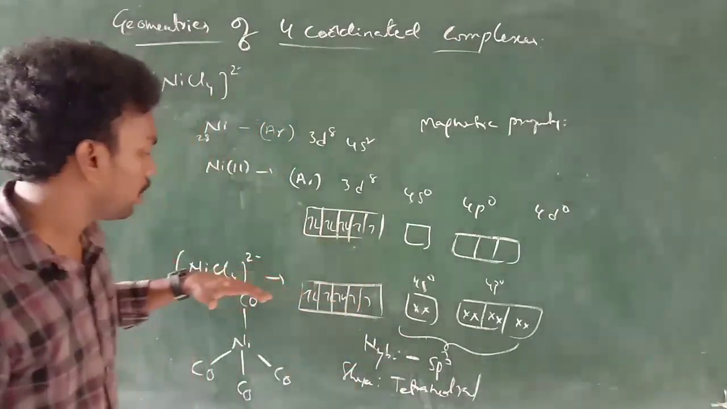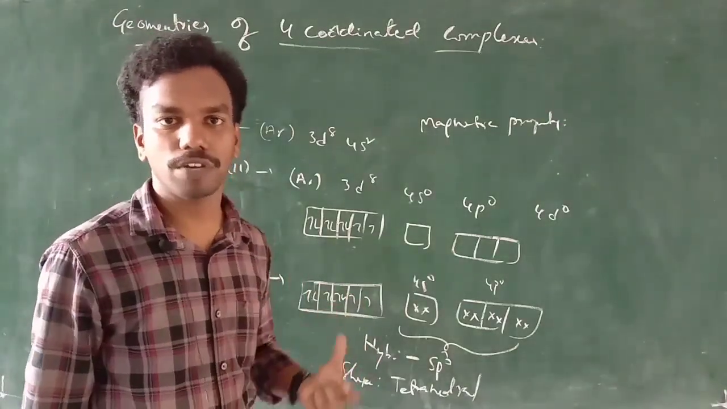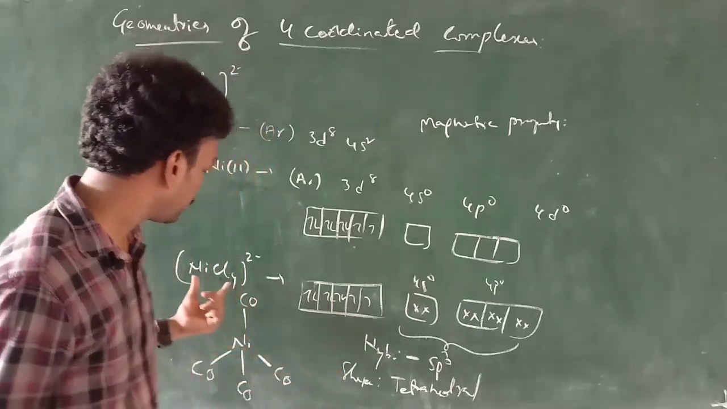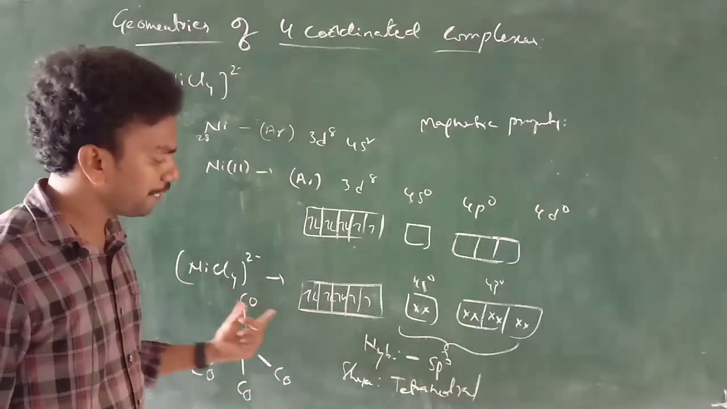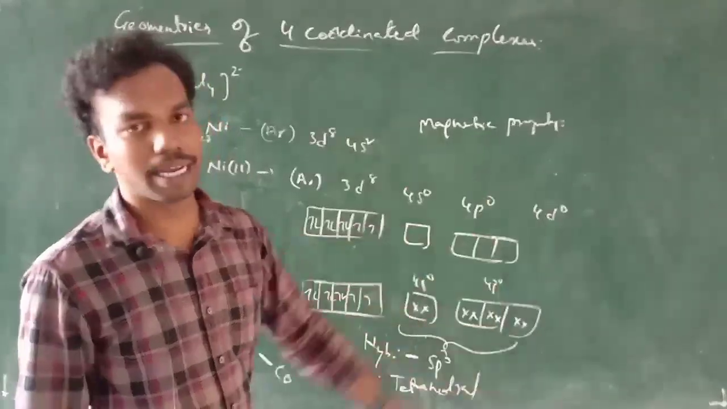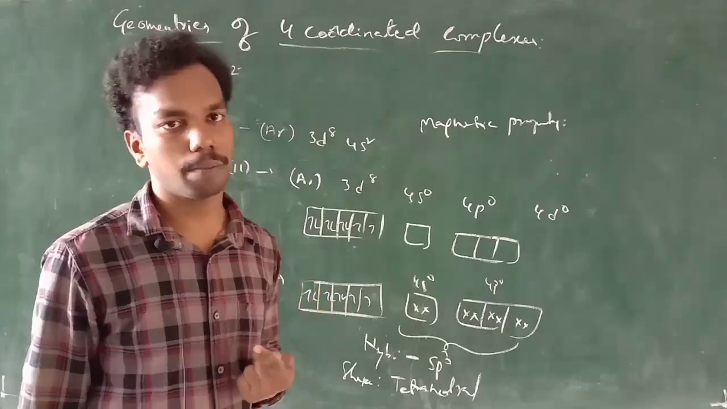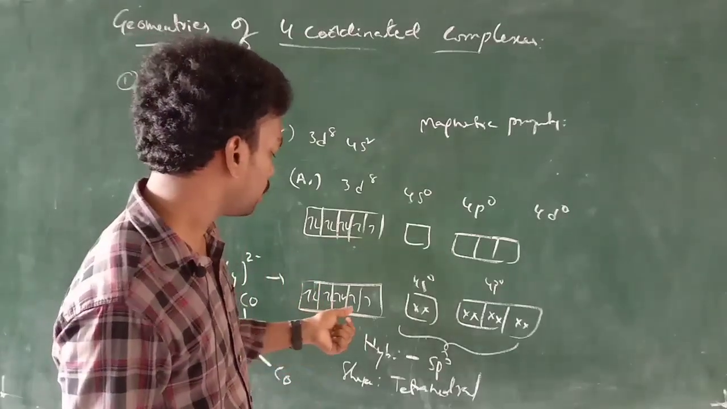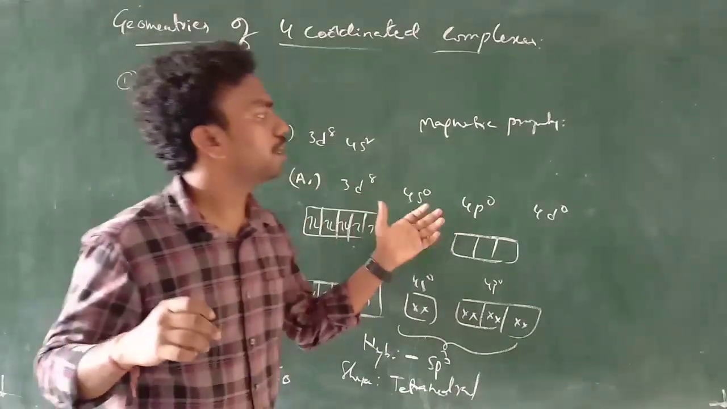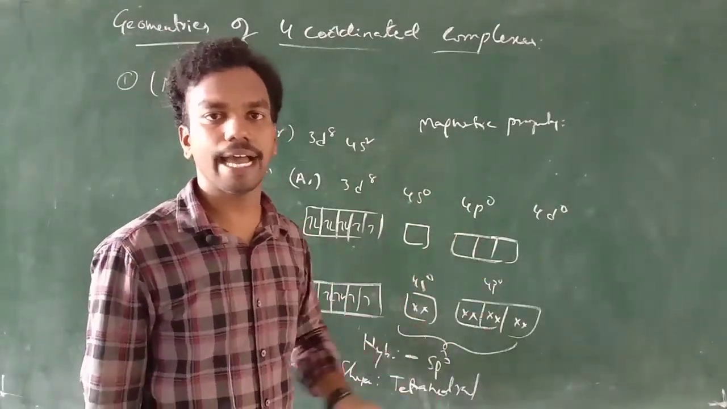So if there is at least one unpaired electron after formation of the complex, after the approach of chloride ions forming this type of complex, that complex is paramagnetic in nature. The complex should contain at least one unpaired electron. If you are not having any unpaired electron, that complex is diamagnetic in nature.